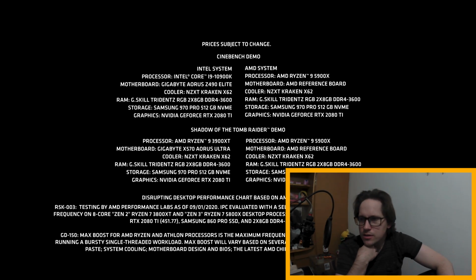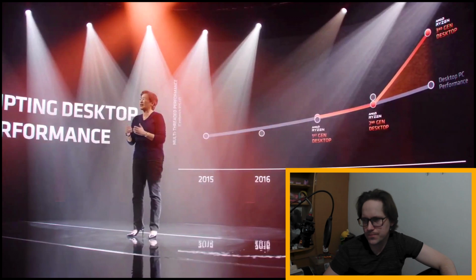Intel system: i9-10900K, Gigabyte C490 Elite, decent cooler, Trident Z RGB 2x8 gigabyte DDR4 3600, drive, and GeForce RTX 2080 Ti. The memory, the hard drive, and the GPU are used through all their test systems. But why are they using the 2080 Ti? This could mean only one thing: that even AMD couldn't get a 3080. Anyway, let's go through some of the screen caps I took.